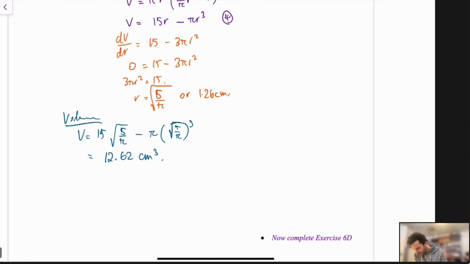We can also have a look at the height. The height is equal to, and you're just plugging into that formula again. And this is okay to put into a class pad because it's just a fair bit of work. And the height comes out to 2.52 centimeters.